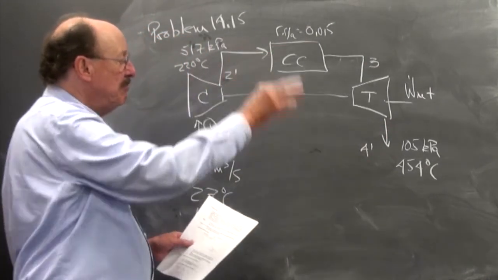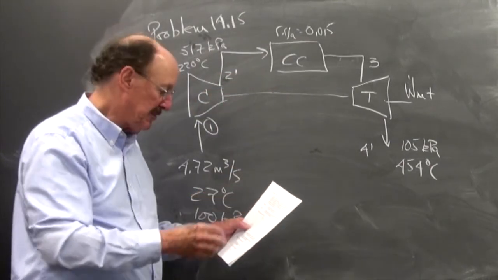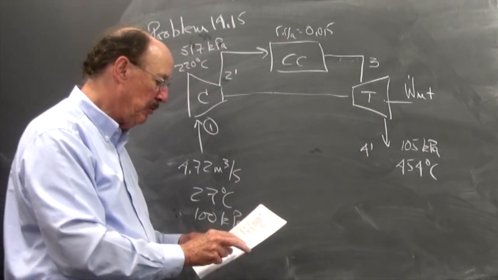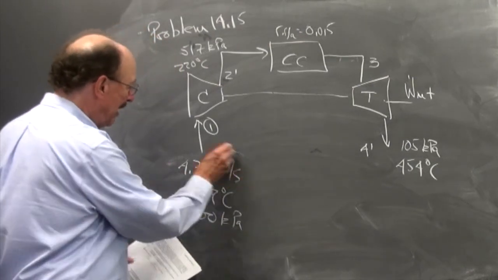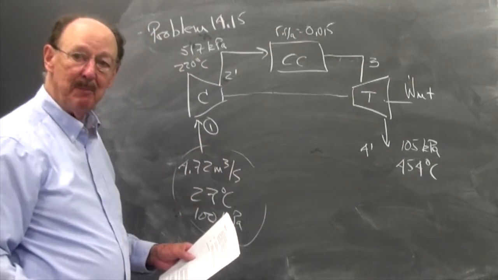So we have this information available to us, and what we're going to do is find the mass flow rate. So we have the volume flow rate here. Let's find the mass flow rate.